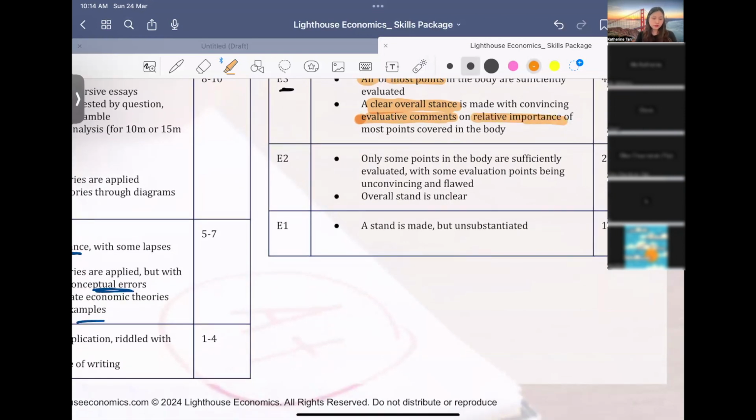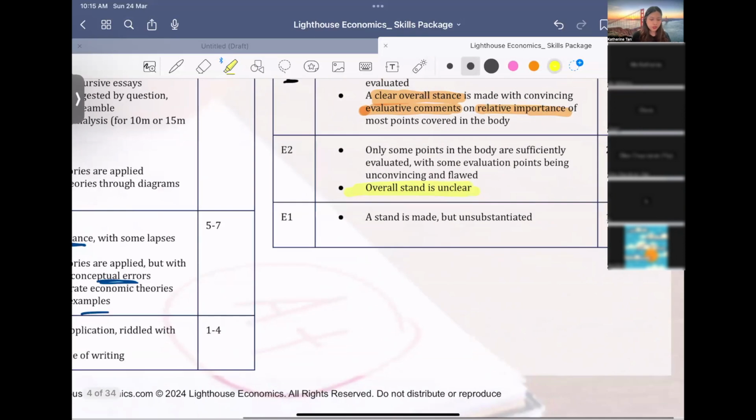Okay, so people tend to fall into E2 when, firstly, only some of the points are sufficiently evaluated. So maybe in the whole body, you only slot in 1-2 paragraphs of evaluation and then you have a final one. More importantly, this is quite critical. A lot of them don't know that in evaluation, you're supposed to make a very clear overall stance. So you must really answer the question. Do you agree with the question or do you disagree with the question?